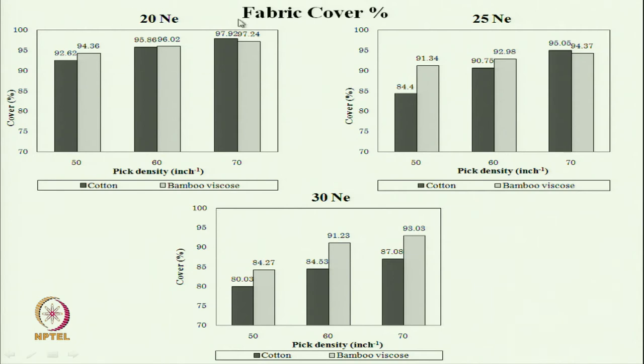This is for 20s count, coarser yarn, there is no such trend, but when we talk about the finer yarn, finer weft yarn, this is 25 count and 30s count, so both warp and weft, the clear trend was observed. In case of 30s count, it has been observed that the cover factor of bamboo viscose is higher than the cotton for all the pick densities. This has given us one clue why the cover factors have increased.